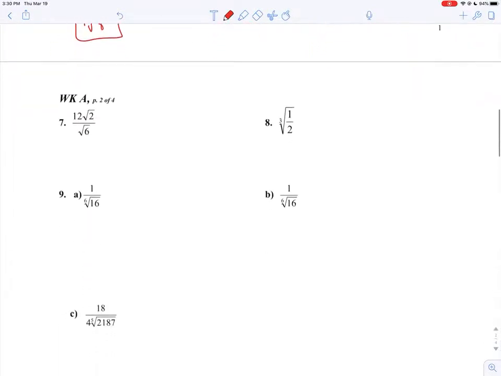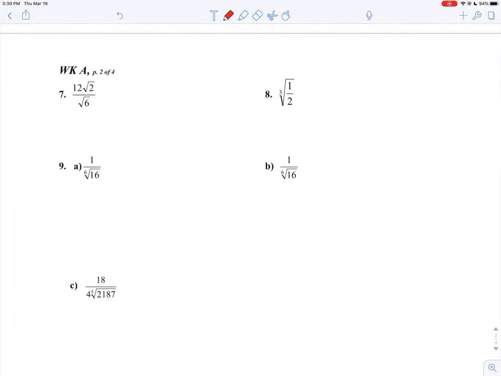All right, moving on to a couple of different cases here. So some other things that we said to avoid. We said we didn't want radicals in our denominator. We didn't want fractions underneath our radicals. So we're seeing both of that with example 7 and 8 here.